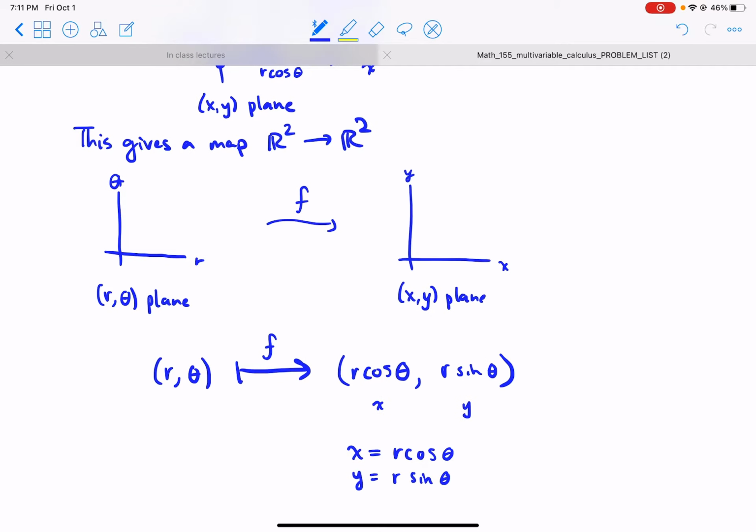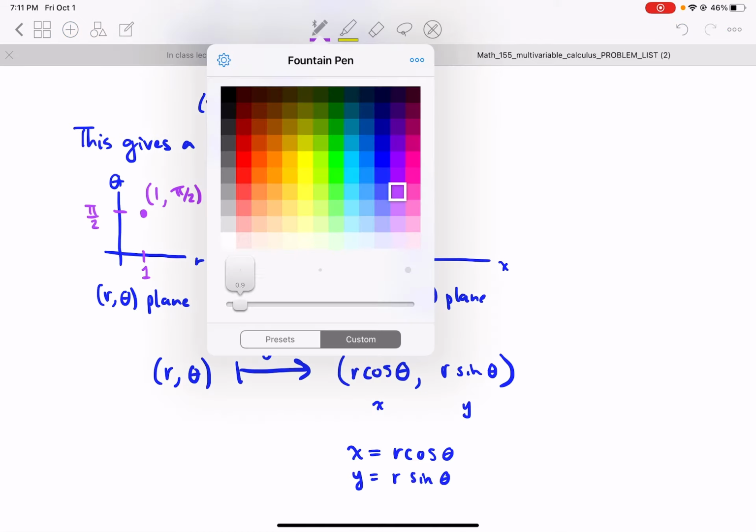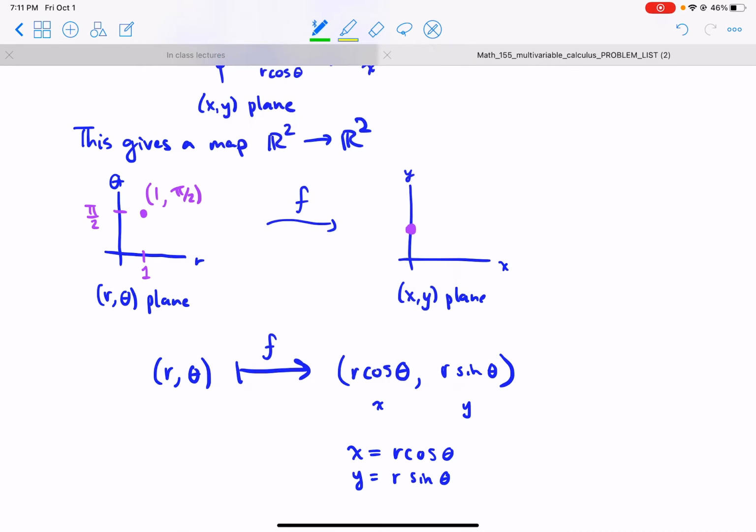Okay, so for example, it sends the point 1, pi over 2. So this is 1, pi over 2, to the point r equals 1, theta equals pi over 2, right here. And it sends the point, in green, 3, pi over 2. This is the point 3 comma pi over 2 in the r theta plane. This is our input, and we send it, and we get the point that is up here.